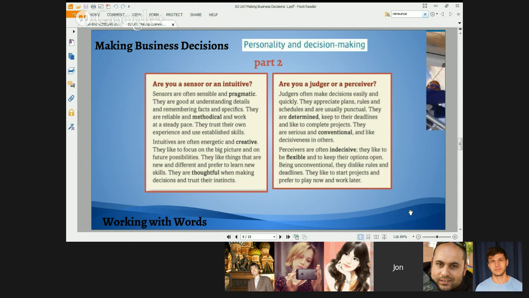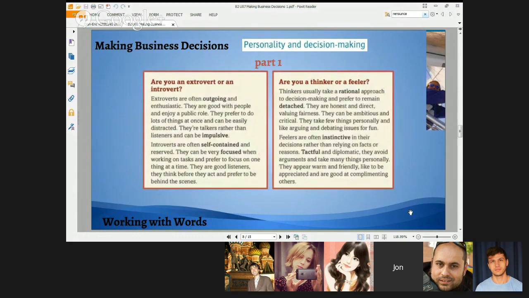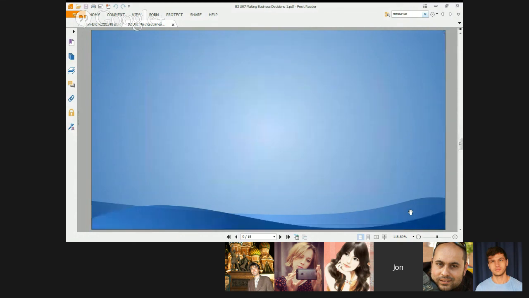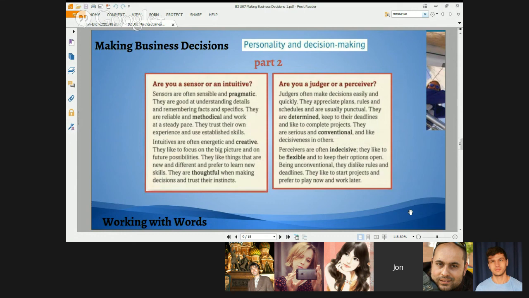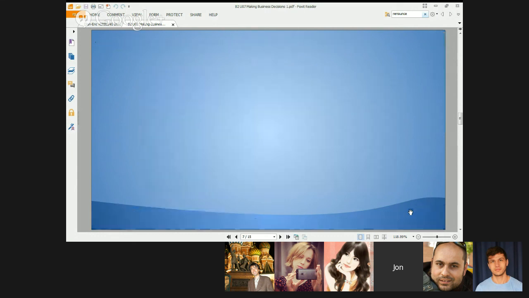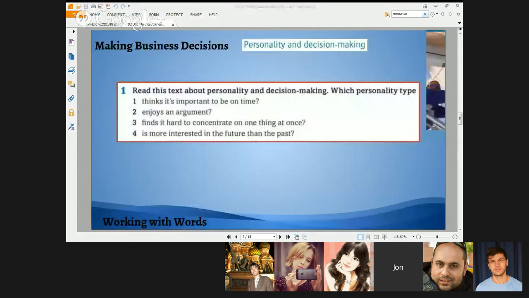So we've got these choices here in trying to decide what a business personality is like. Extrovert, introvert, thinker, feeler, sensor or intuitive, judger or perceiver. Let's go back to our questions and just make sure that you got the general idea. Which personality type thinks it's important to be on time? Based on what you read, which one do you think is the punctual one?